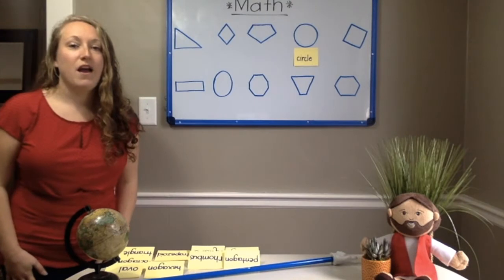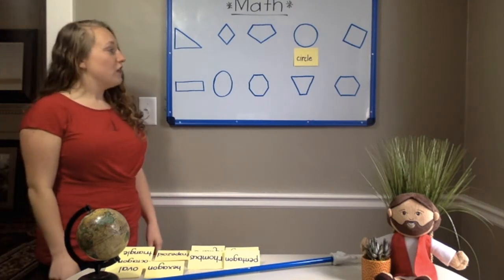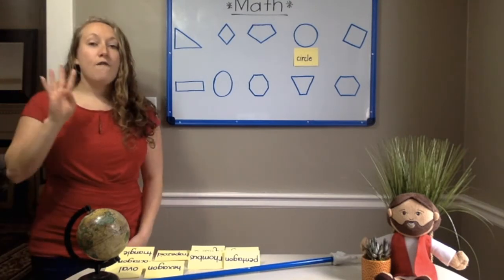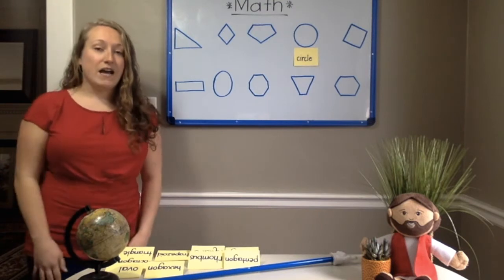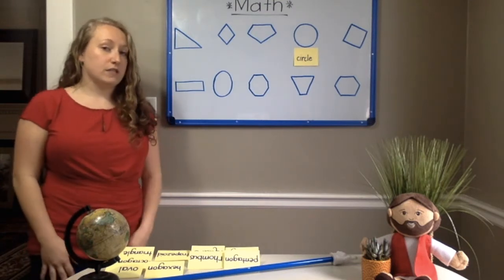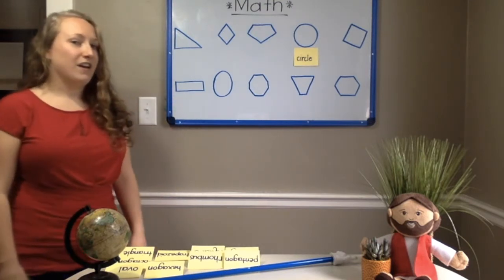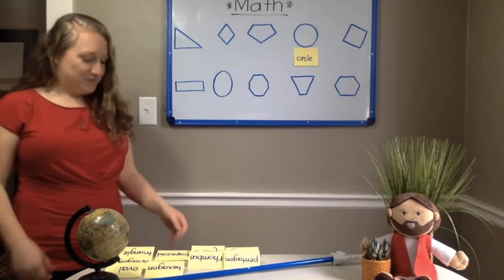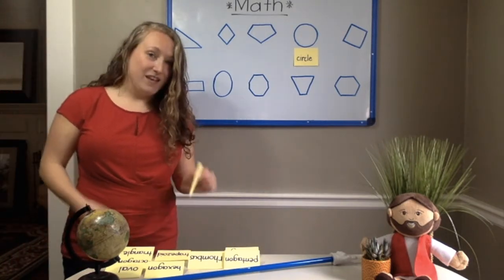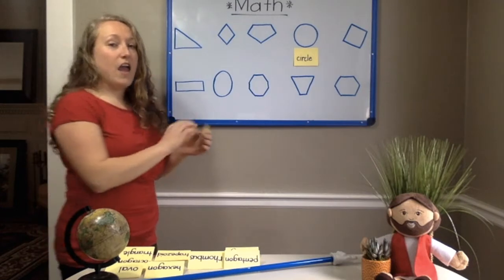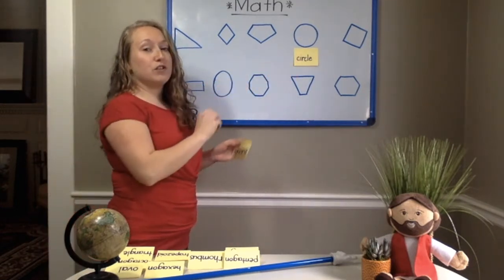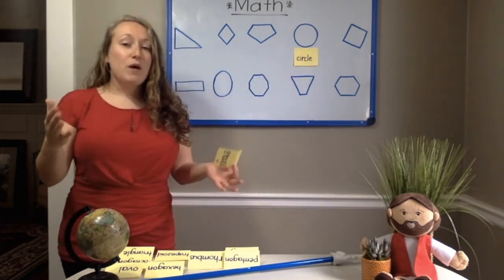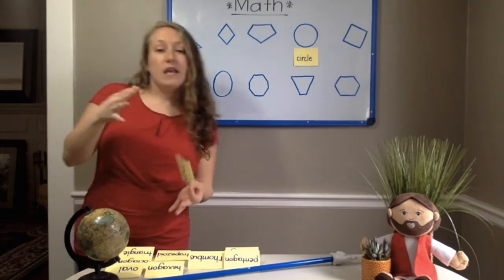Here's my next shape. I'm thinking of a shape that has 4 equal sides and 4 equal vertices. What shape am I thinking of? I am thinking of a square. In kindergarten, the square I drew is tilted. Remember, it's still a square even though it's laying on its side.